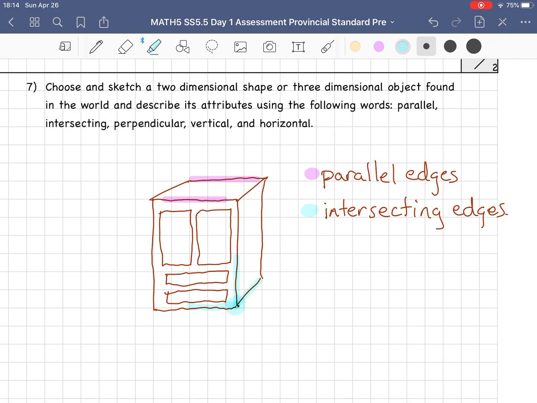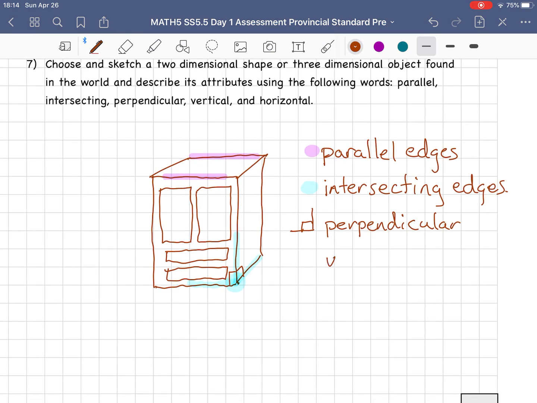Perpendicular. Well, guess what? All of those edges are also perpendicular. That's perpendicular there, that's perpendicular there. They're all perpendicular to each other. So I just put a little square in the corner to indicate that they're perpendicular.